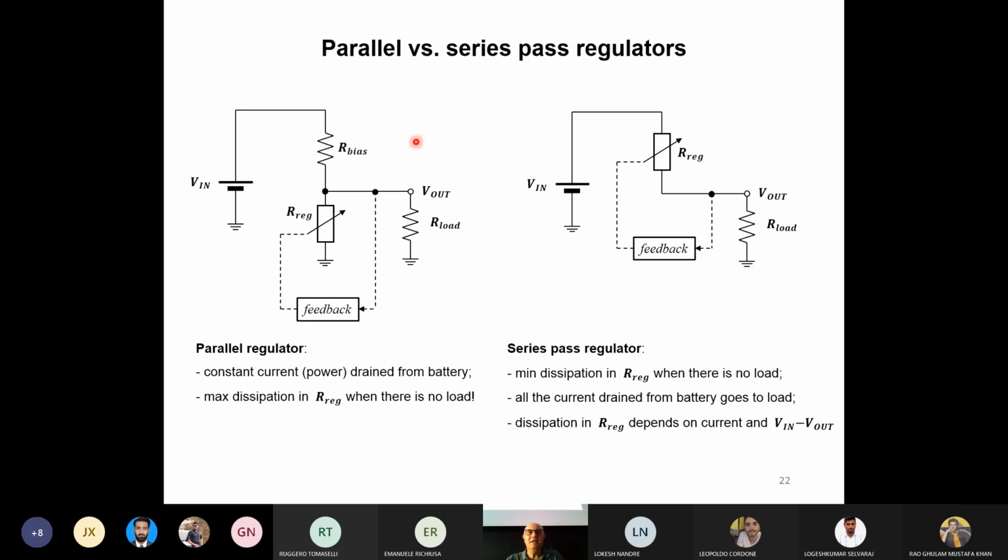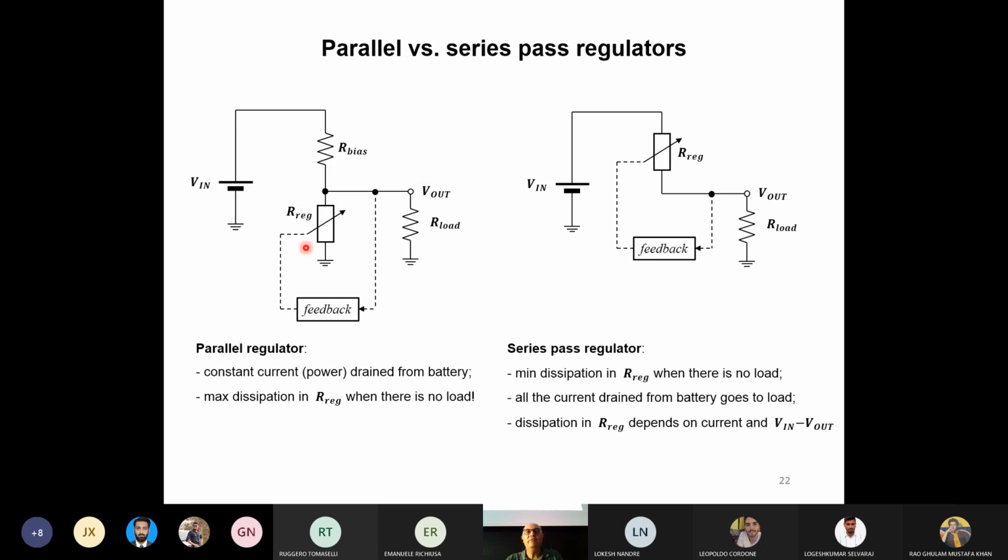That's the reason why, again, here I schematized the concept and the difference between what we have already seen, the parallel regulator, and the series pass regulator. That's the next step for us. Again, in a parallel regulator, you basically have an input voltage. You need the bias resistance. This resistance is for biasing, but also is the resistance where you can regulate the drop, the voltage drop, in order to stabilize the output voltage.